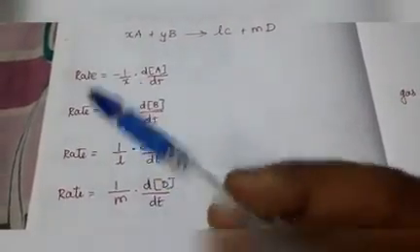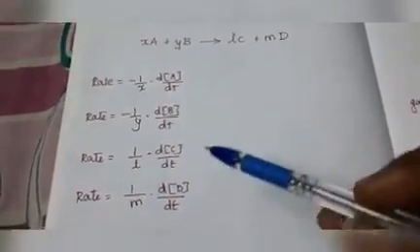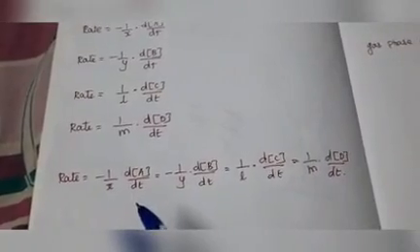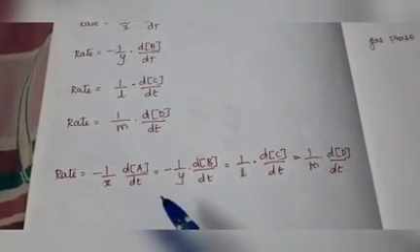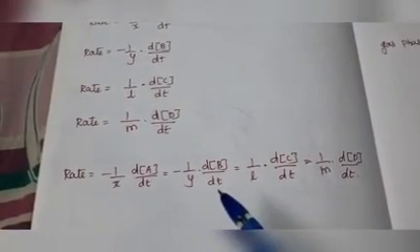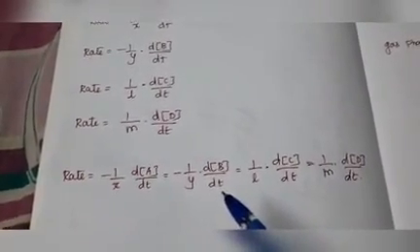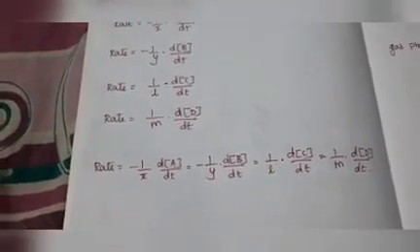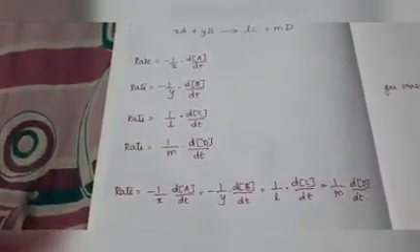In all these 4 equations the left hand sides are equal, so the right hand sides are also equal, so it can be written like this: rate is equal to minus 1 by x dA by dt is equal to minus 1 by y dB by dt is equal to plus 1 by l dC by dt equal to 1 by m dD by dt.